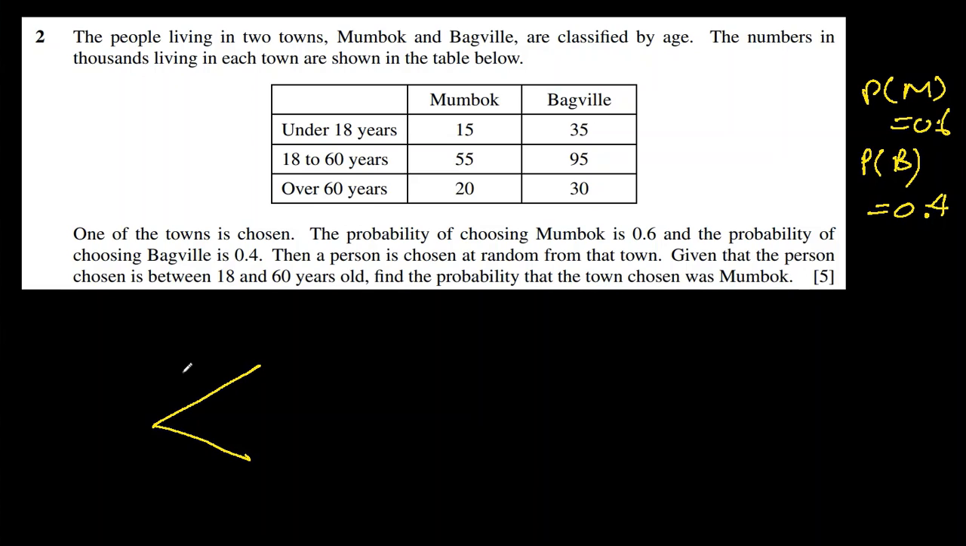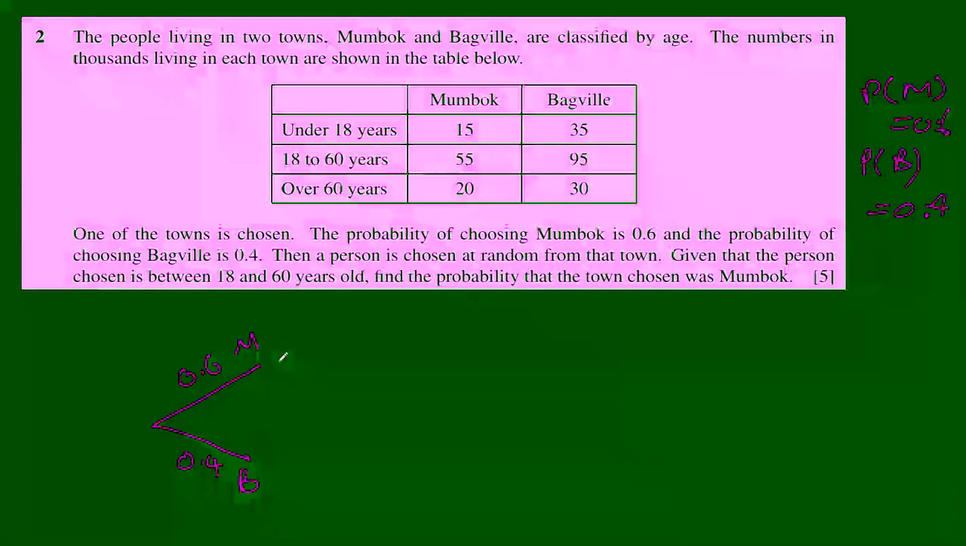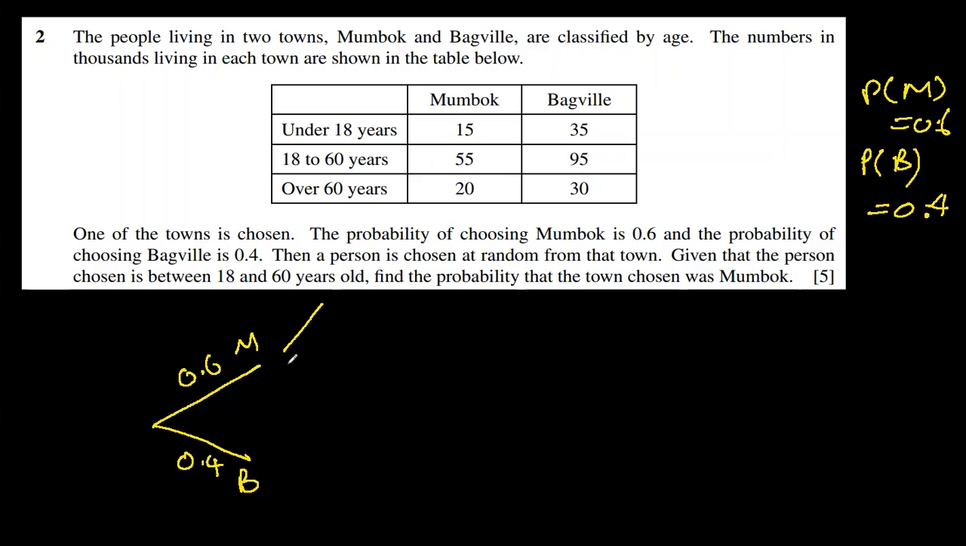So, if the person was from Mumbok, the probability was 0.6. If the person was from Bagville, this was the probability. Now, if the person is from Mumbok, it is possible that the person is under 18 years old, so let me call it U. Between 18 and 60, let me call it S. And over 60, let me call it O. These are the three: U, S and O. Similarly, it will be U, S and O here. Now, let me write their probabilities.